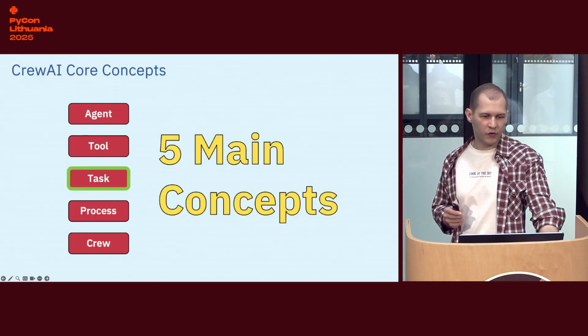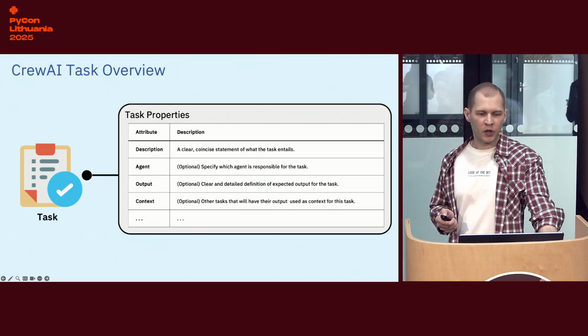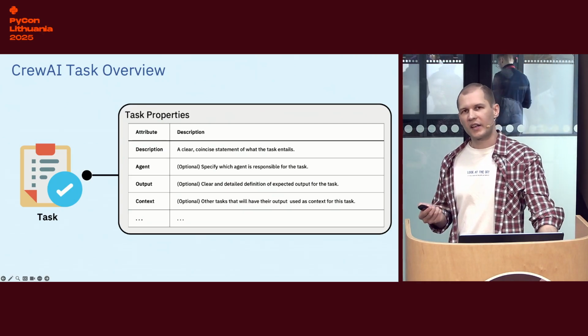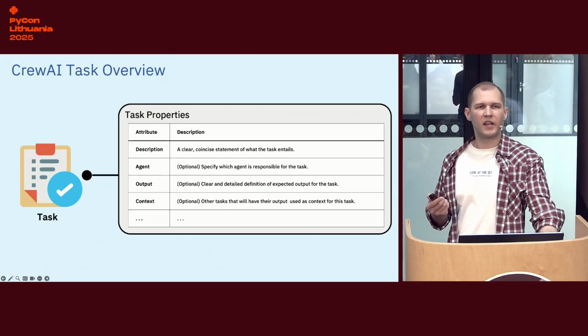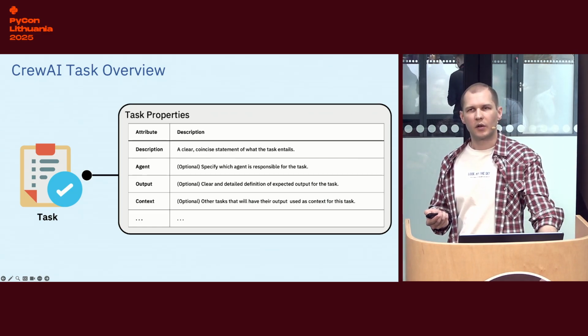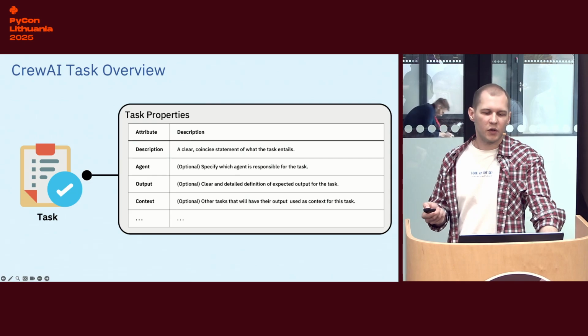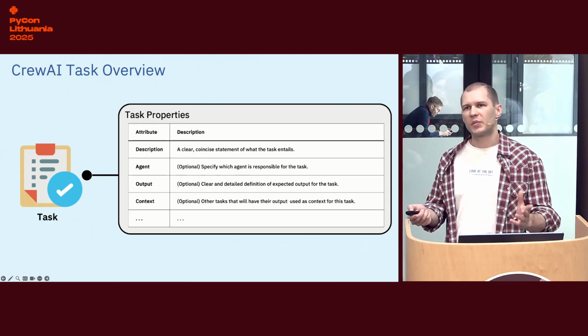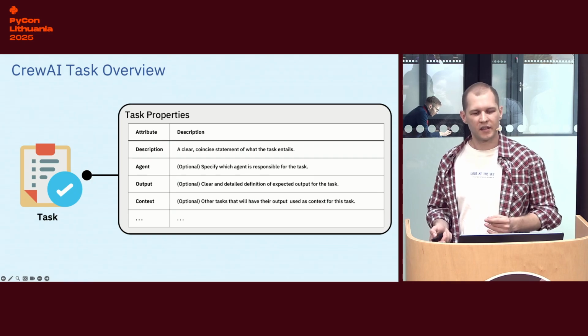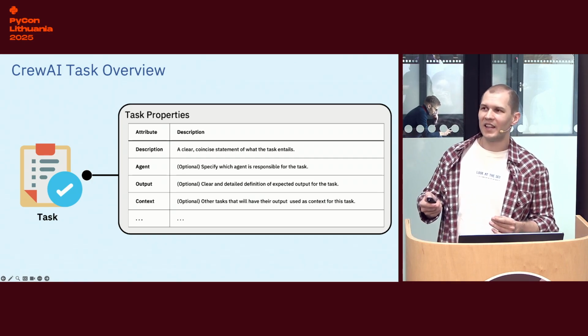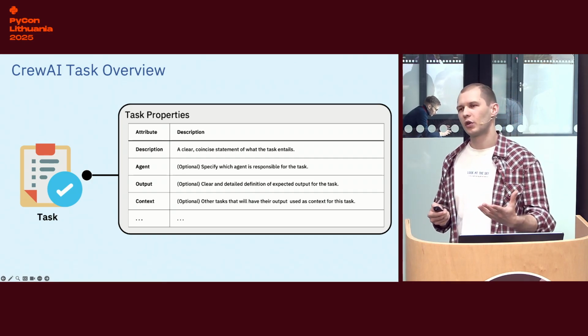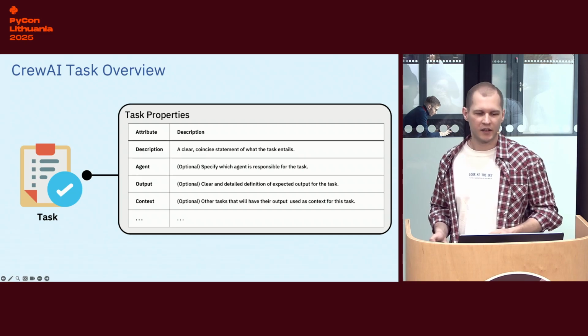And moving on to the next concept, which is task. In CrewAI, when you're creating a task, you also have to define a set of attributes. You need to define the description of the task, what the task is about, what needs to be done there. Also, you can specify which agent is responsible for completing that task. And also you can provide hints how the output should look for that task.